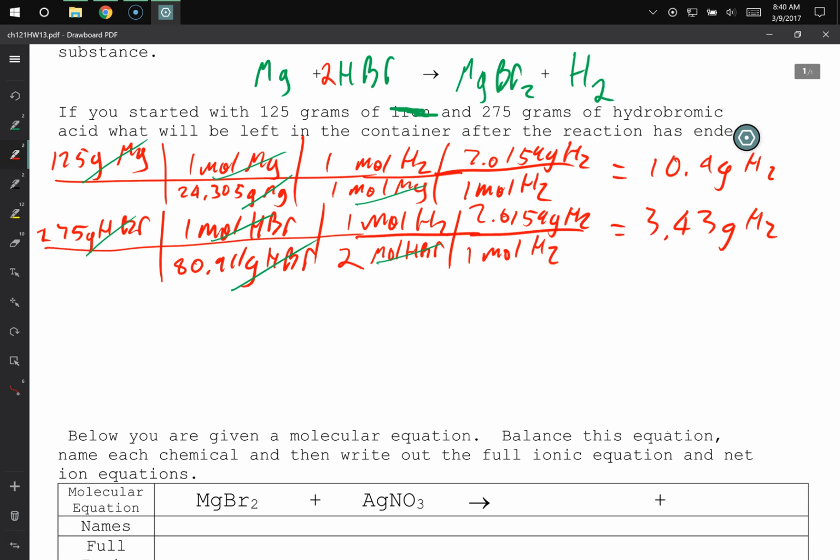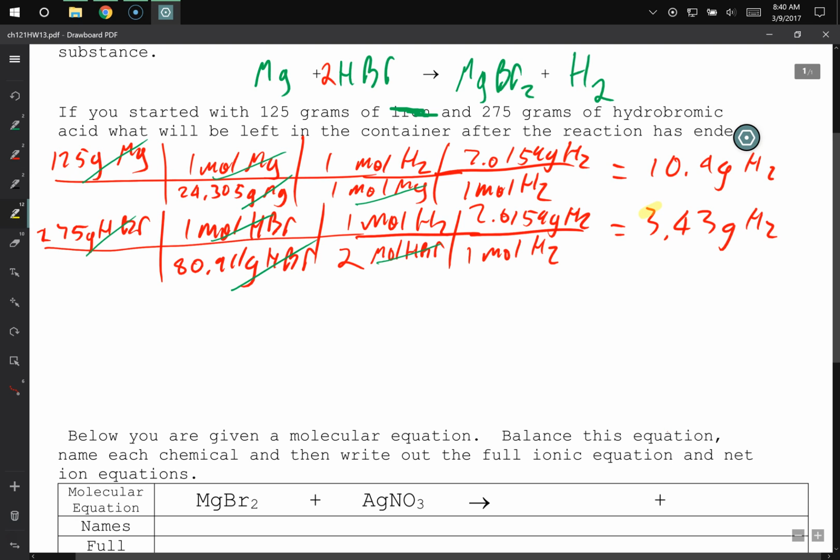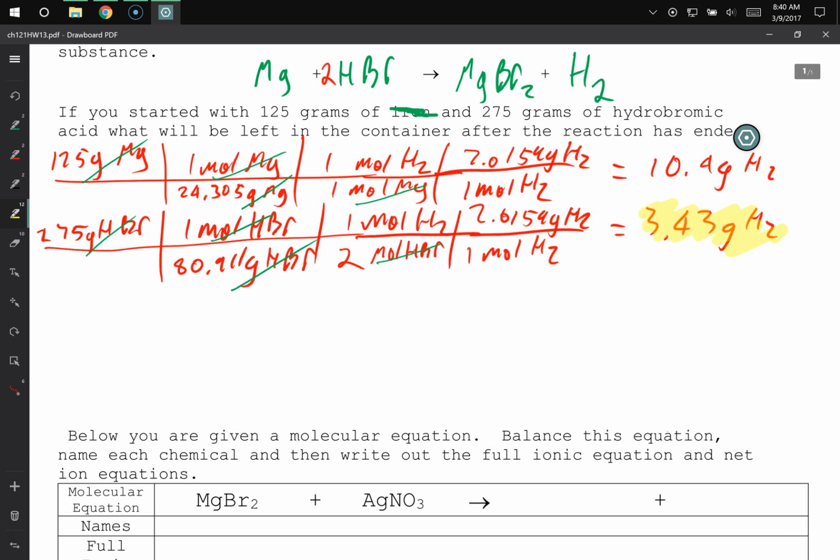So tell me what happens the instant I have made 3.43 grams of hydrogen. What has happened? Hydrobromic acid is gone. So can I make 10.4 grams of hydrogen? Nope. So I know that there is 0 grams of hydrobromic acid in this container when the reaction is done. I know there's 3.43 grams of hydrogen gas in the container. I know there's going to be some leftover magnesium, and I know that there's going to be magnesium bromide made.